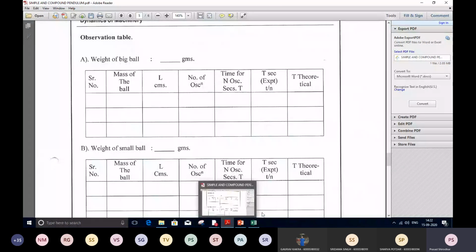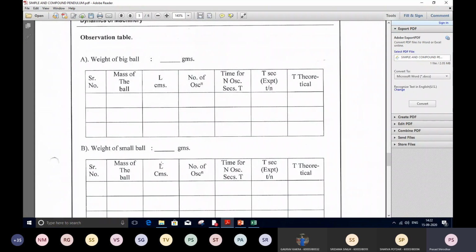Demo of the experiment has 5 marks. So for the demo, you have to switch on your camera and show me how you are going to take the reading for part A, serial number 1. You have to tell me what the equivalent length is and measure the time for 10 oscillations. That will be your experiment.